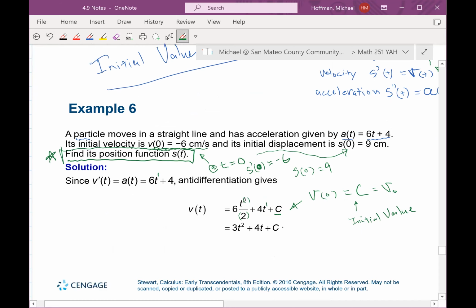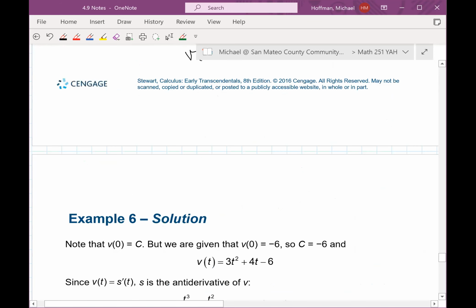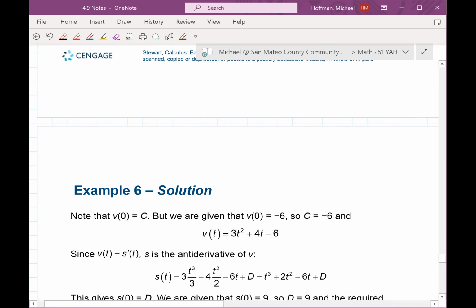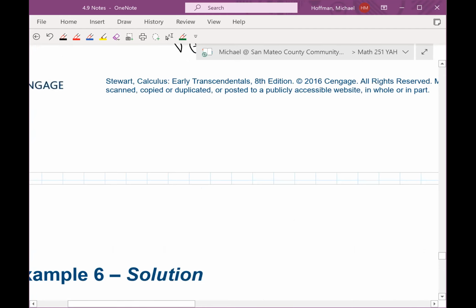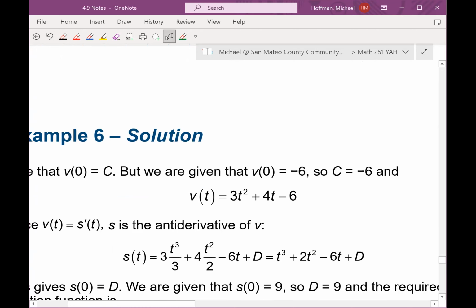So I can replace this constant c with -6. Now I can write the rest of the function down. V of t equals 3t squared plus 4t minus 6. That's my function, and it'll be typed out more nicely here. So I used my initial value to find that first constant, and now I have the velocity function.